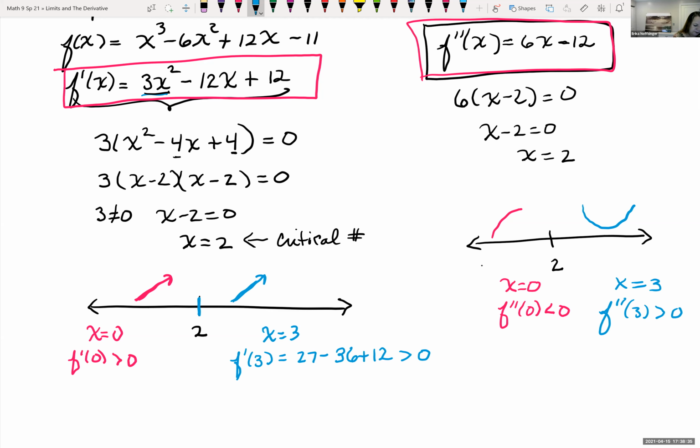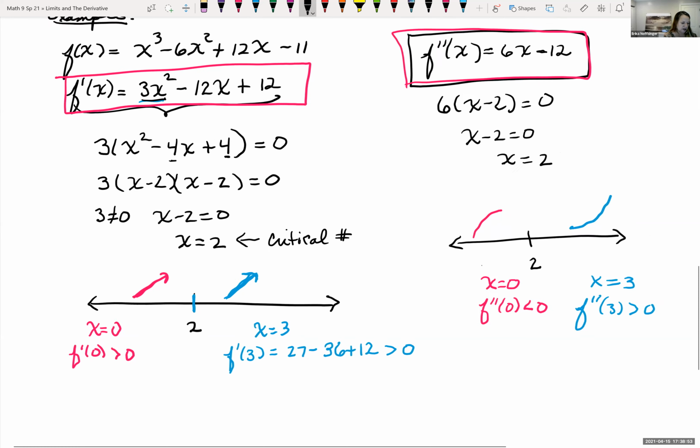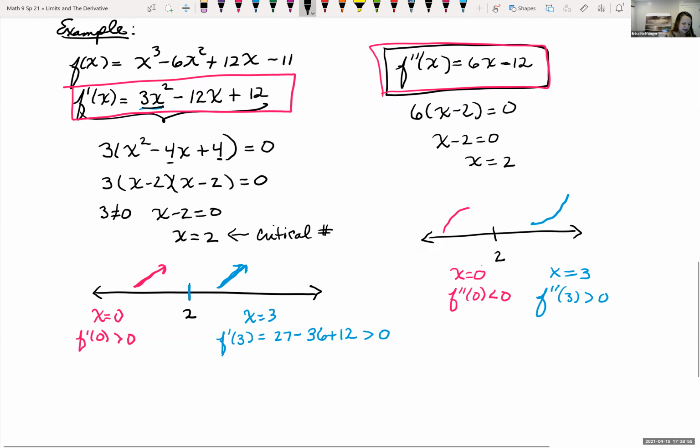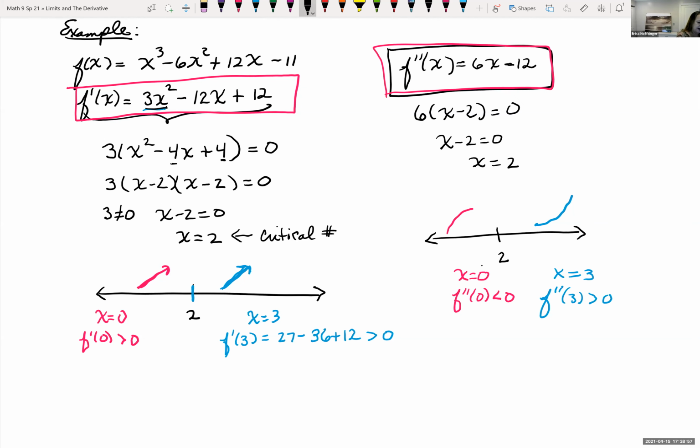But notice from 2 on, it's always increasing. So again, we can think about that shape. Increasing, but concave up. So we know we have a critical point and an inflection point at x equals 2. So we need to figure out what that value is. And we have to plug it back into the original equation to figure out what that point is.